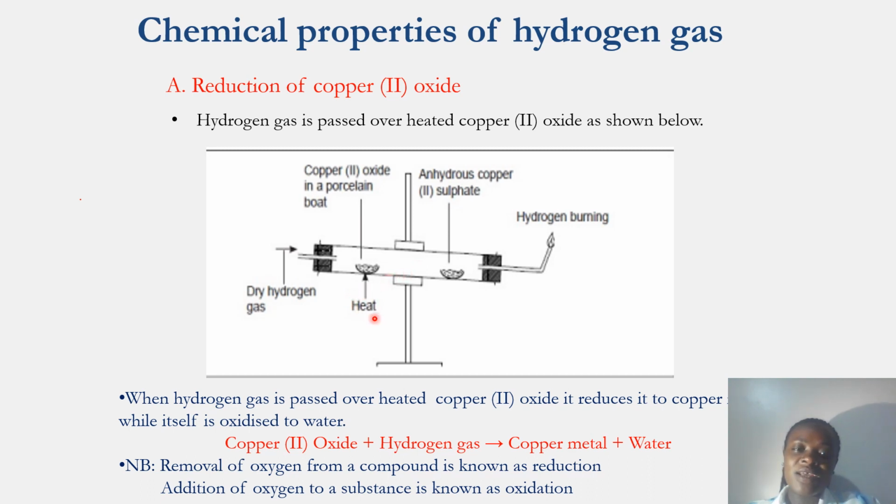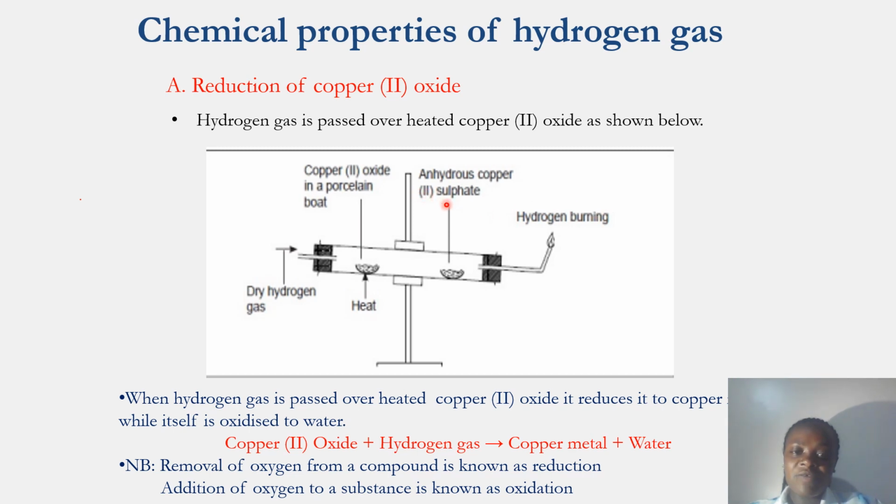The reason we heat copper 2 oxide is to make it reactive. Then we cannot release hydrogen gas to the atmosphere because when hydrogen combines with air and then when it is ignited, it is very explosive. So for safety purposes, we do not release excess hydrogen to the atmosphere.